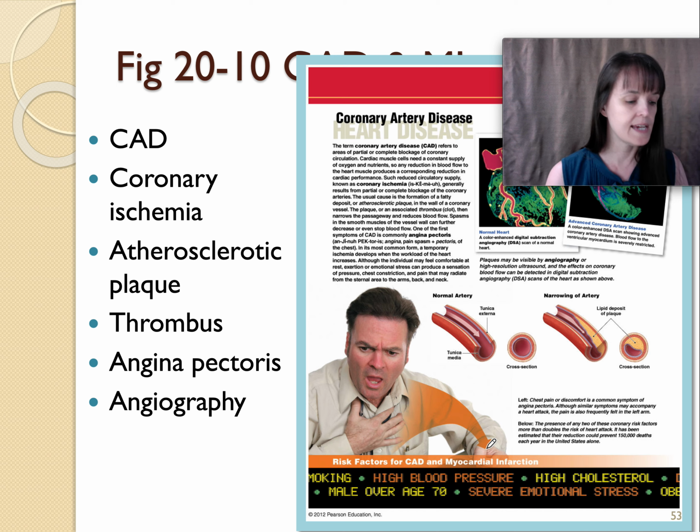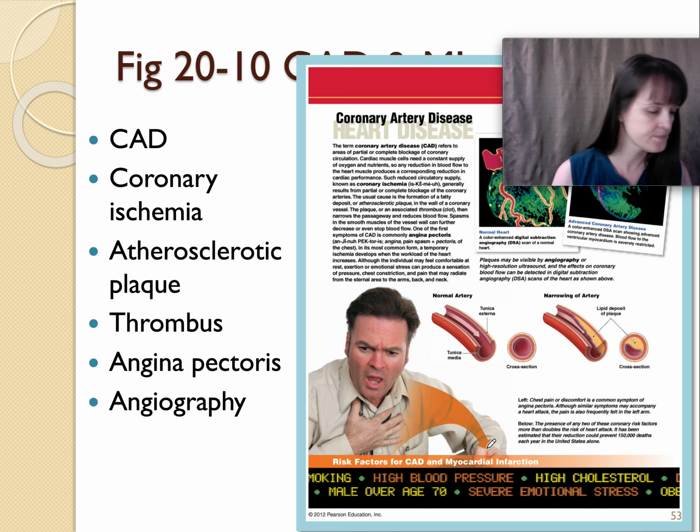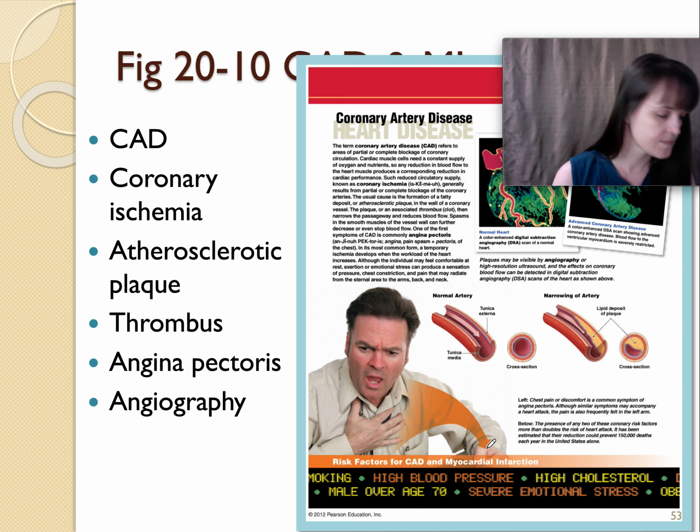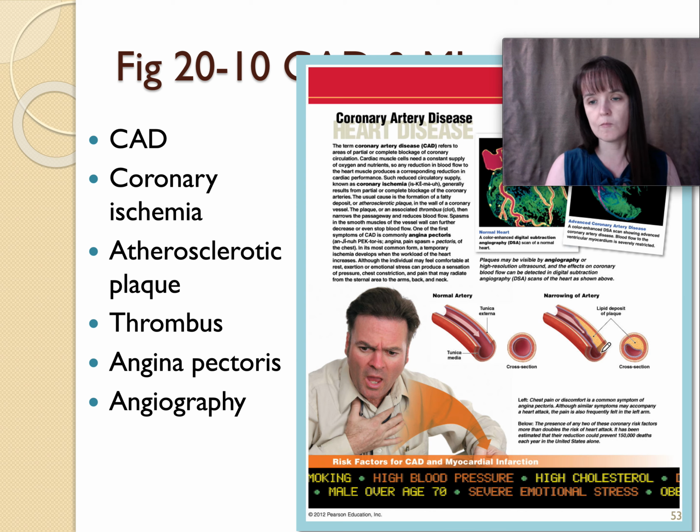Coronary ischemia is a decreased blood supply to the heart. Ischemia is always a decreased blood supply, and coronary means heart, so coronary ischemia is decreased blood supply to the heart. Atherosclerotic plaque is a fatty deposit in the wall of the vessel. It's not inside the vessel, it's in the wall of the vessel, but it makes the diameter of the vessel smaller. So it's not in the bloodstream, it's on the other side of the endothelium.